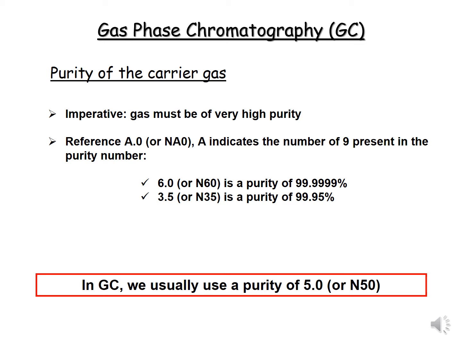Then it is important to control this purity, and we cannot work with a 3.5 gas, because in that case, for example, we can have some impurity which causes damage in the separation through interaction with the analyte.